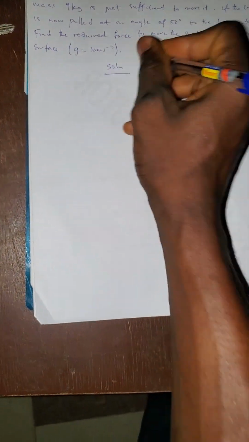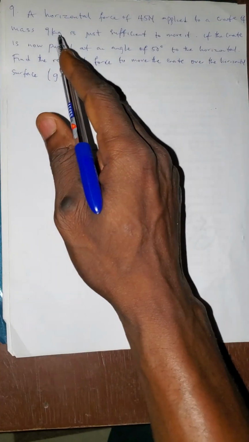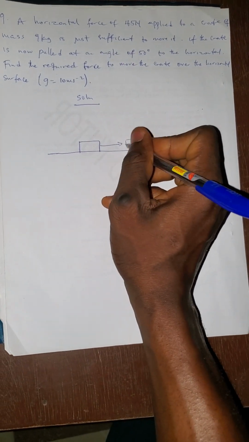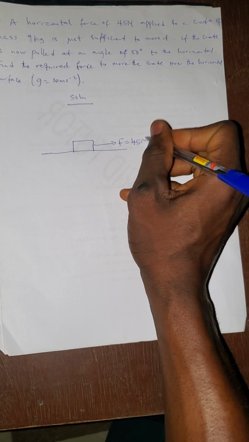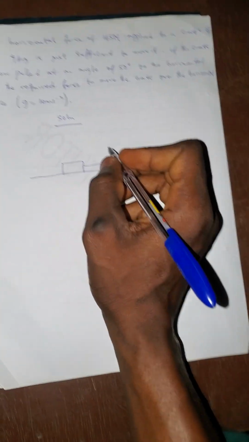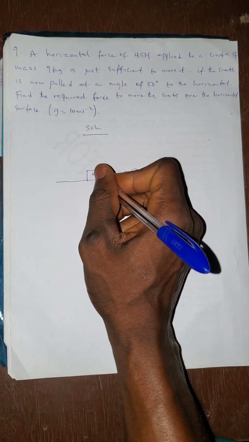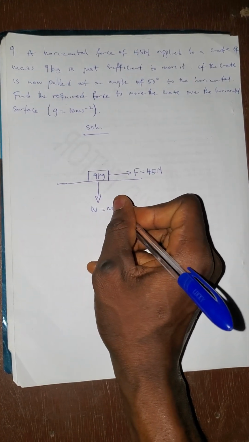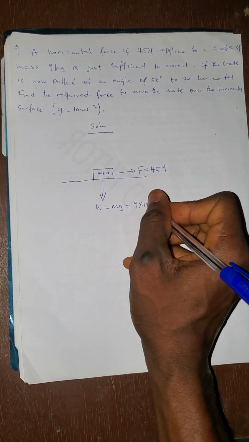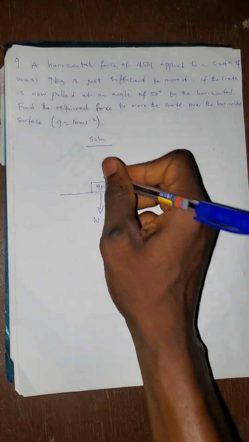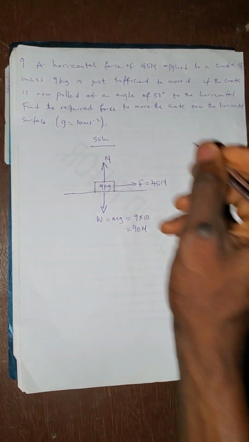Solution. They said there is a crate. A horizontal force of 45 Newton is applied to this crate of mass 9 kg. So that means there will be weight, and weight is mg, which will be 9 times 10, since they said we should take g to be 10. So that's equal to what? 90 Newton. And we have N as well.